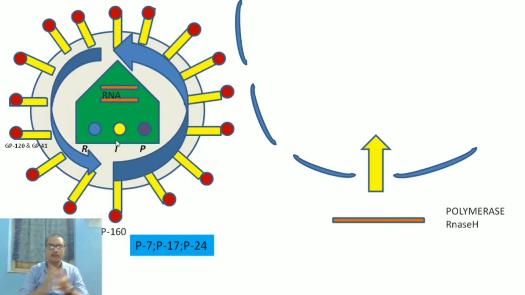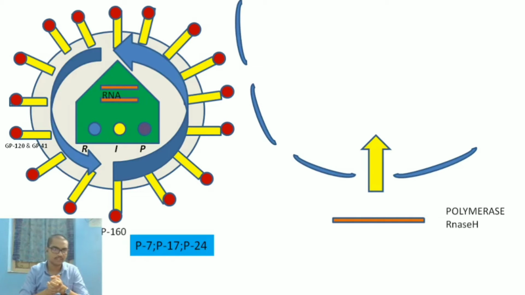The outer membrane is constituted with GP160, and after that you will find a layer of matrix constituted with P17, and after that at the core of this virus you will find the capsid constituted with P7 and P24, along with the two single-stranded positive RNA, and also the reverse transcriptase, integrase, and protease enzymes.